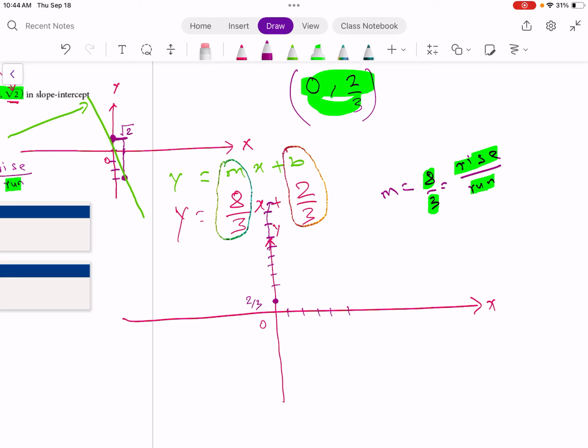Okay, so you are here. Now you run 3 units right. 1 2 3. Always run first, then you rise 8 units. Since it's positive, you are going up. 1 2 3 4 5 6 7 8. Okay, up to here. Now you connect these 2 points, and we get a graph for that line. So this is the graph for this equation, y equals 8/3x plus 2/3.